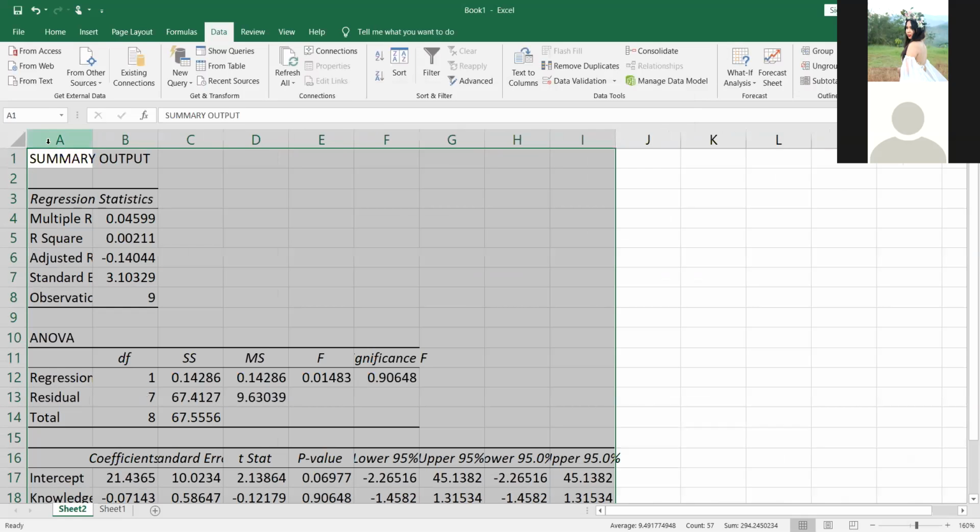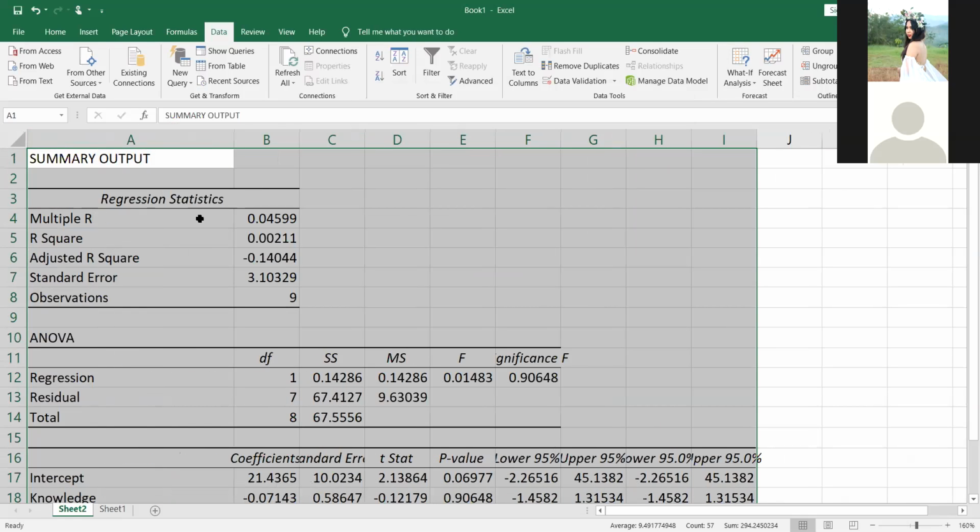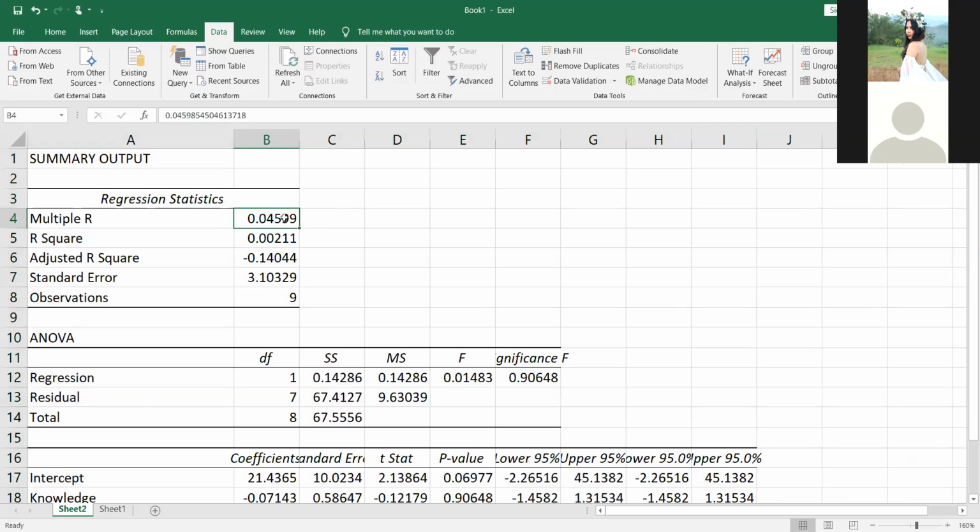So here is the table that we need. So we already have the value of R. This is the value of R. It's 0.04. And then R squared. R squared is the coefficient of determination. It is simply multiplying our R by itself. And the result here is 0.002.